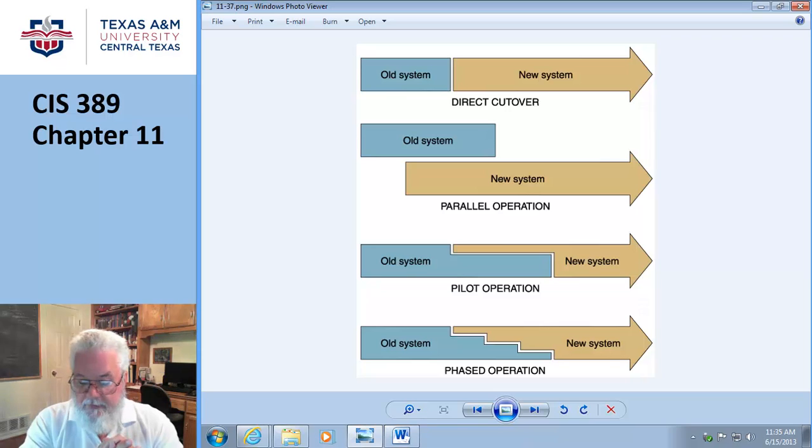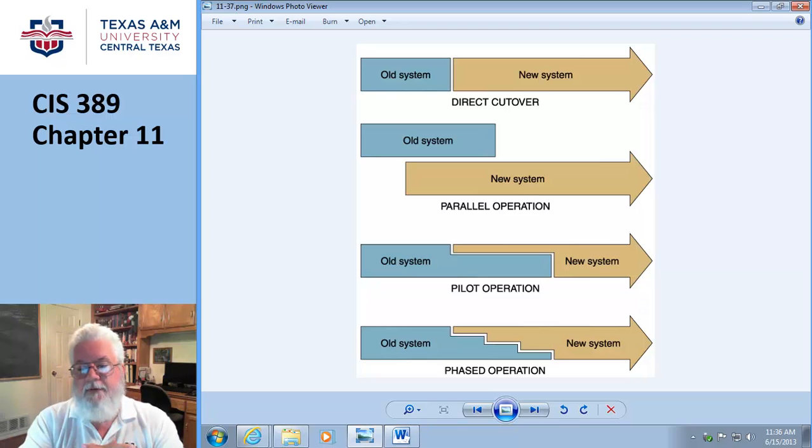So yeah, it definitely lowers the risk, and it provides you a fail-safe. If halfway through your parallel operation your new system tanked, you just go back to the old. It's no big deal. So there's practically no risk of failure on parallel operation. I kind of like that.